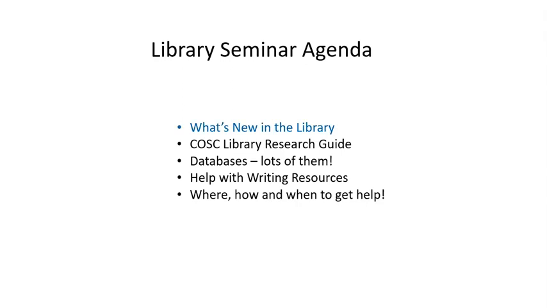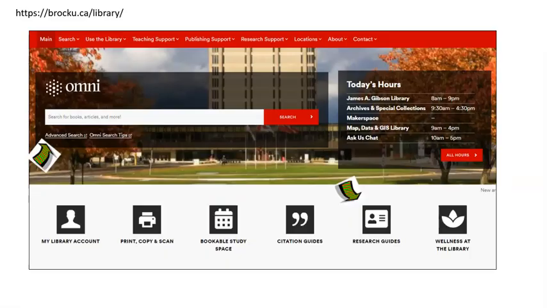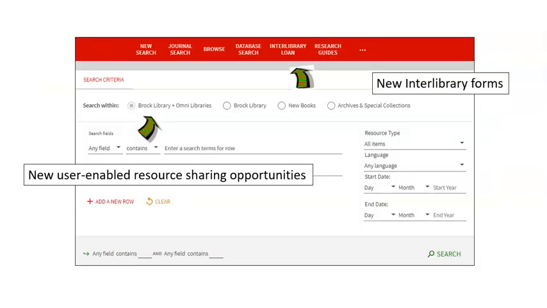So what's new in the library this year? Well, if you go to the library homepage and you click on Advanced for our Omni search engine, there's a number of features there as well. One of the features is a new enabled resource sharing opportunities guide.